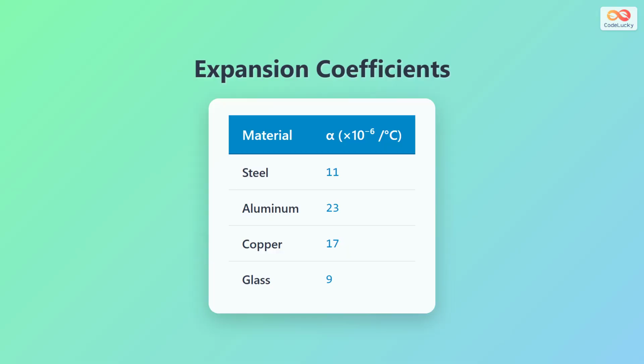Different materials expand at different rates when heated. The coefficient of linear expansion, alpha, is measured in units of per degree Celsius times 10 to the power of -6. Steel has a coefficient of 11, aluminum has 23, copper has 17, and glass has 9. This means aluminum expands more than twice as much as steel for the same temperature increase, which is critical information for engineers selecting materials.